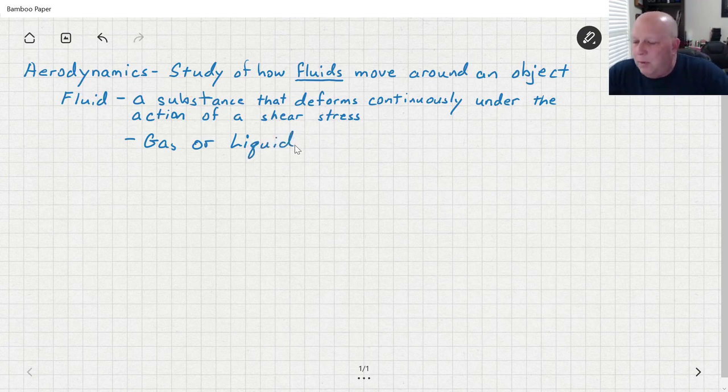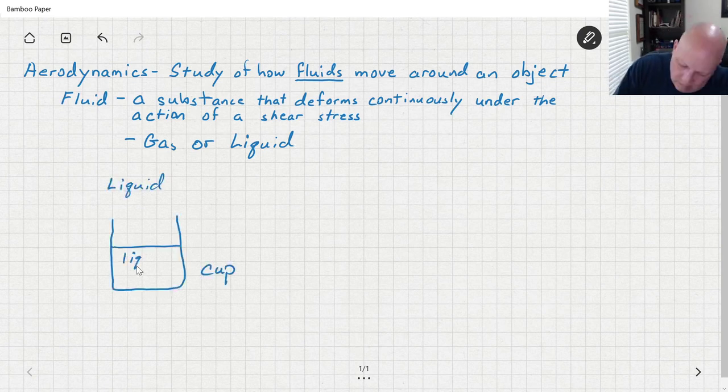We're familiar with both gases and liquids. The basic difference: if I pour a liquid into a container like a cup, the liquid will take on the shape of the cup, but the volume of the liquid stays fixed. And what I'll see is there's an interface between the top surface of the liquid and whatever gas is above that liquid. We call this interface a free surface.